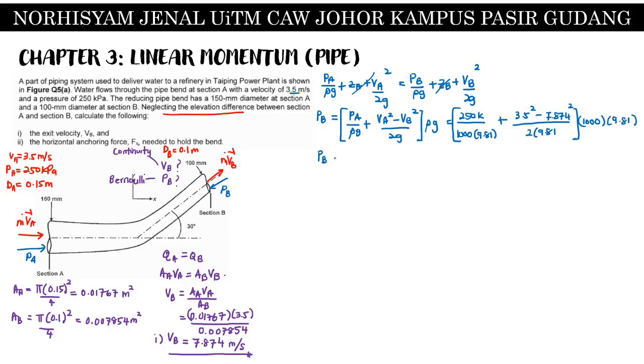So PB should equal to, the answer for the calculation should be 225,125. So here PB is 225,125 Pascal. So that will be the answer for PB. So from there, we can do the linear momentum calculation. And since the question only asks us about Fx over here, we only have to find it in terms of x direction. So summation of Fx equals to 0. To the right is positive. Okay.